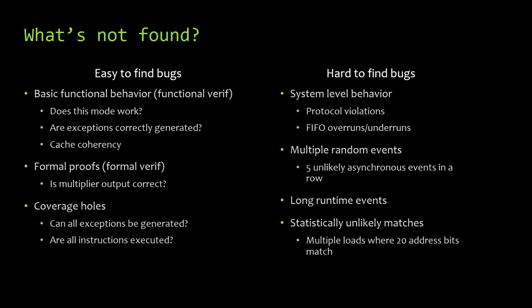So the track that we're in is on failures and philosophy. One thing I want to talk about is, what does verification fail at? And we'll start by saying what it's good at. Verification is good at finding bugs with your basic functional behavior. Does this particular mode of operation work? Do these exceptions happen when they're supposed to? That sort of thing. Anything you can do formal proofs for is also good.